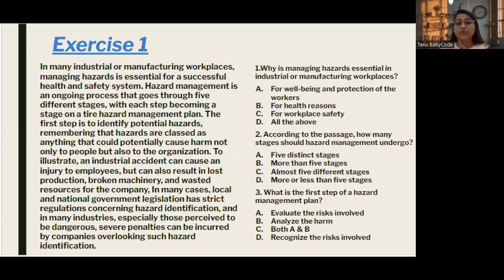Now we'll be coming up with the exercise also. There is an exercise on my screen about multiple choice questions. There are 3 questions. What you need to do is read your questions very carefully and then find out your answer. Question number 1 says, why is managing hazard essential in industrial or manufacturing places? So why is it essential? You need to find out the answer. Read your questions. I'm giving you some time to read the questions and then you can finalize your answer.